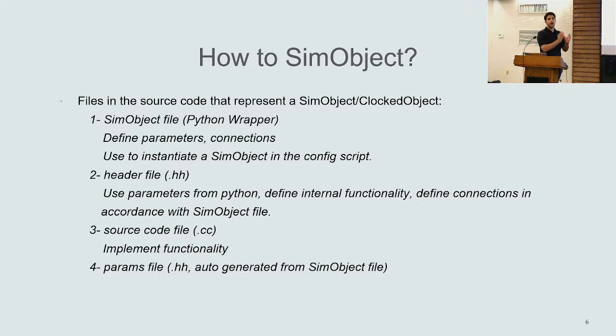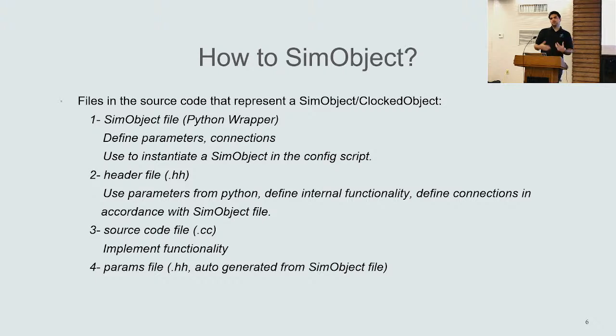So this is where you tell gem5 that I want a model that has a variable parameter named cache size. It also defines the connections that your SimObject has. For example, throughout the past 2 days, you have been connecting ports, and this is where you define ports. So if you define a SimObject, the class that you define in Python is used to instantiate an object in your config script.